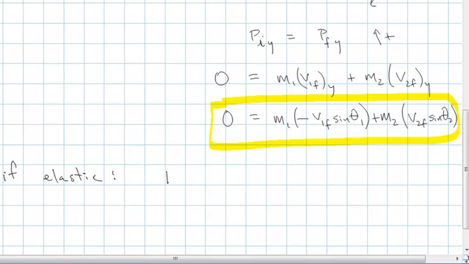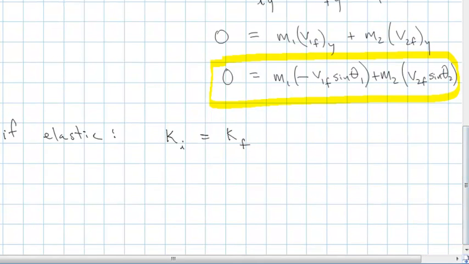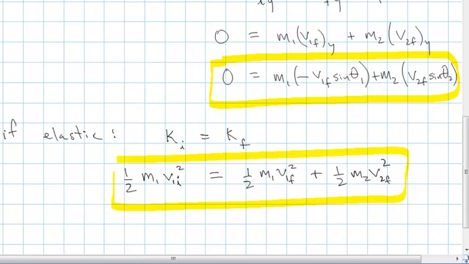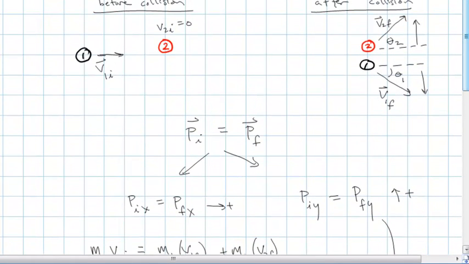We know that the kinetic energy initially has to equal the kinetic energy final. So in this particular problem, I have a 1/2 m1 v1 initial squared. m2 is not moving, so that's all of my kinetic energy of the problem. At the end, I have a 1/2 m1 v1 final squared, and I have a 1/2 m2 v2 final squared. So that would be a third equation, and then I could solve for 3 unknowns. If you're told it's elastic, you can go ahead and use that. If you're not, don't assume it's elastic just because the objects bounce off each other.